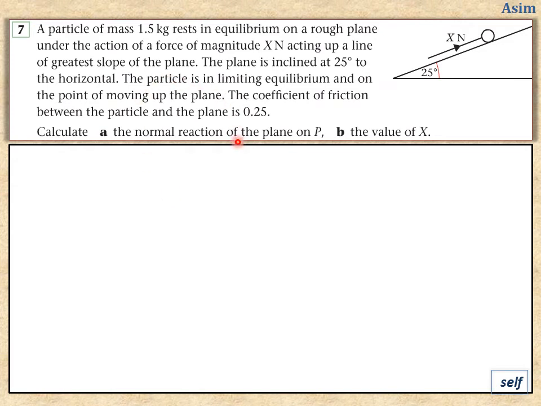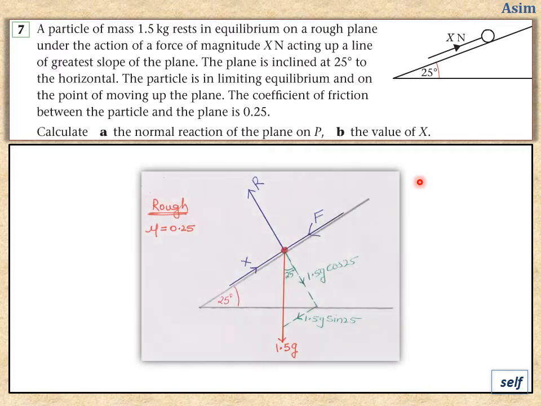Now you try to do this question on your own. Pause the video and read the question. Limiting equilibrium is still in equilibrium. I am drawing the force diagram, the diagram with the forces and the components. It is rough. They gave you mu 0.25. Use this information: F equals mu R. There is a force upward, a force downward, and rightwards there is one right and two left. Use all of this to form equations and solve.